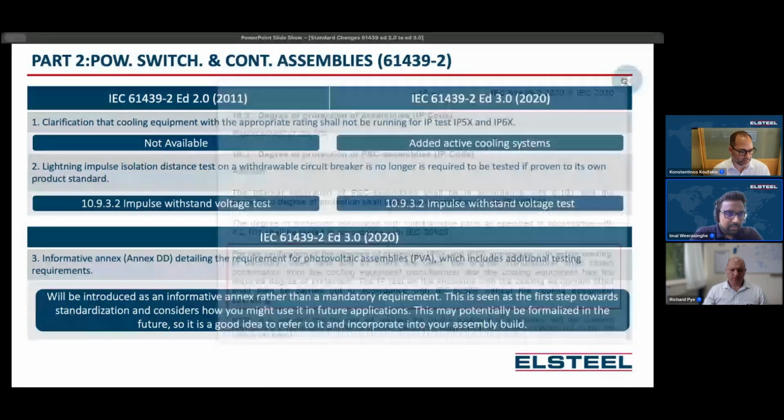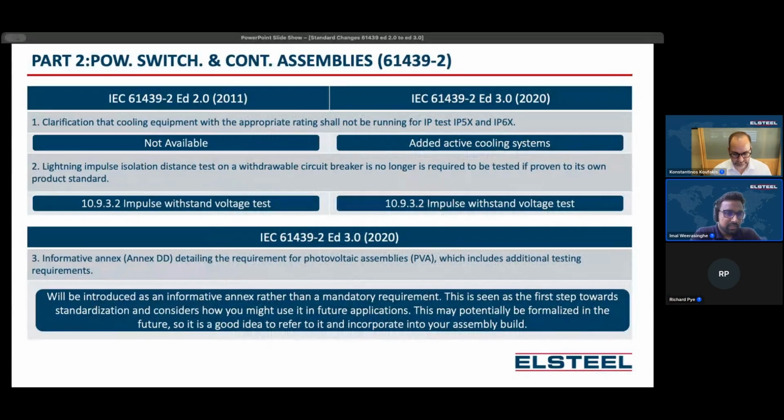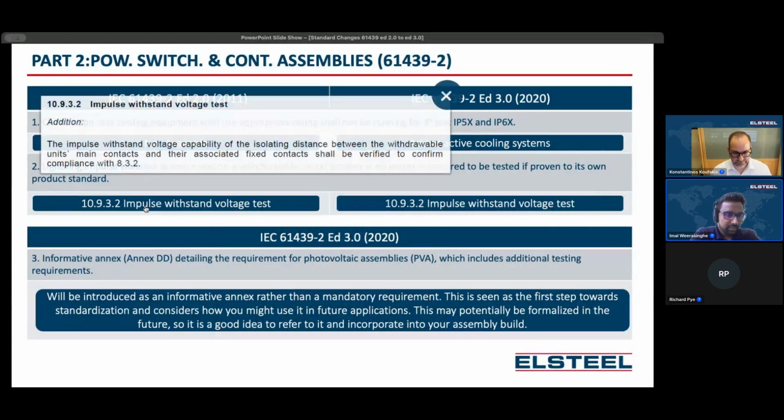So the next change is that lightning impulse isolation distance on a withdrawable circuit breaker is no longer required to be tested if proven to its own product standard. Could you please click on the first link here?